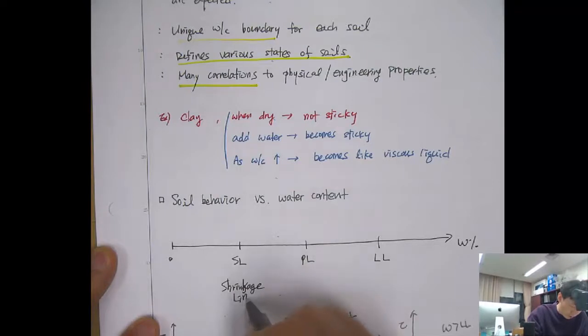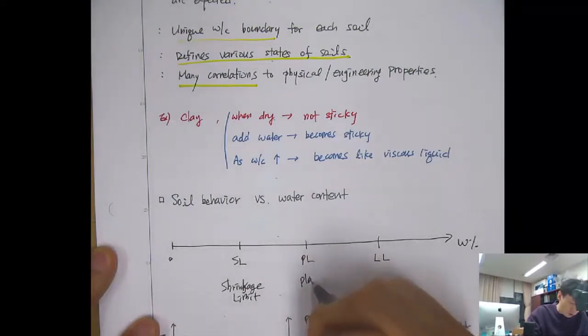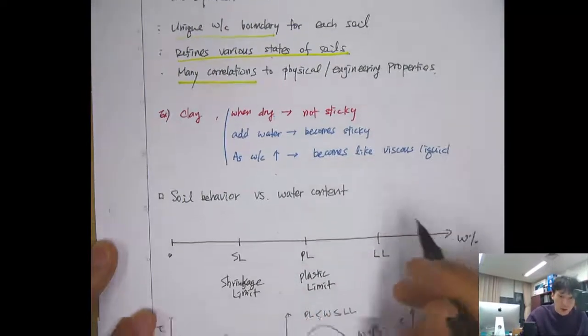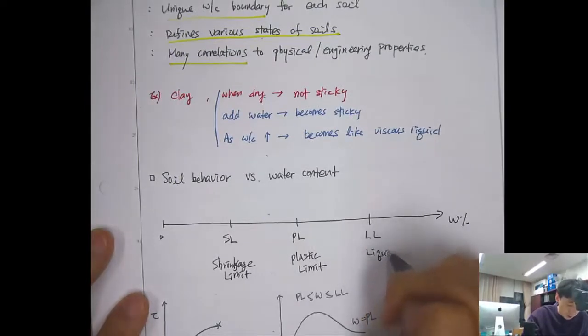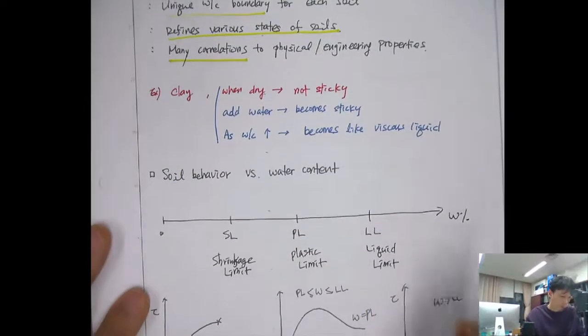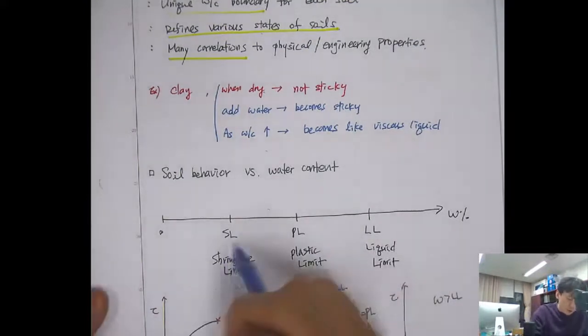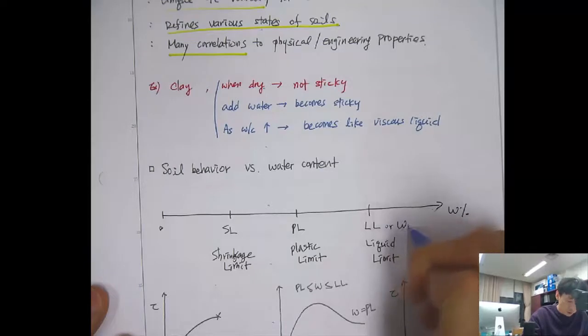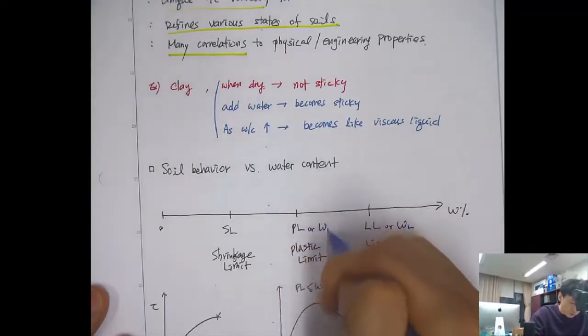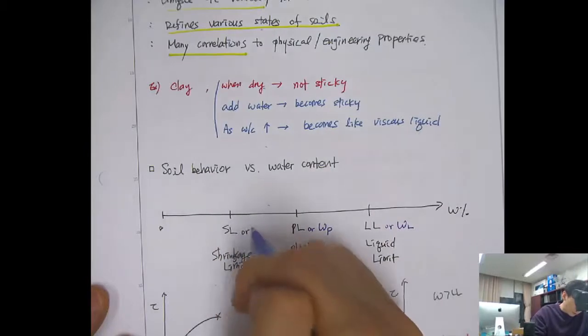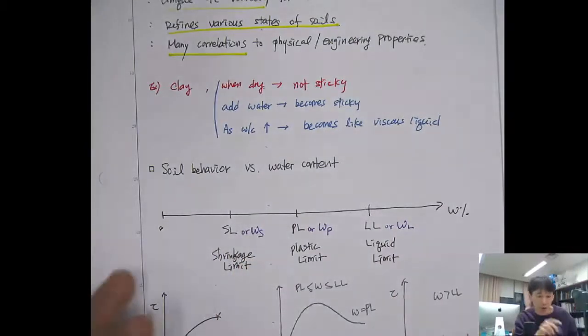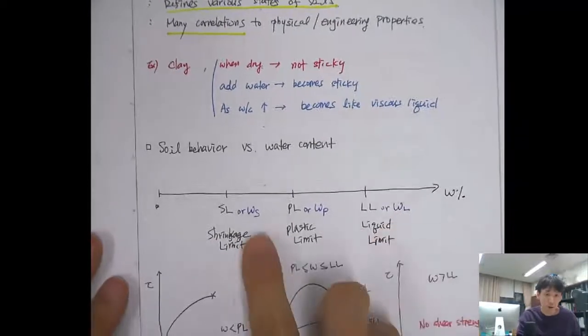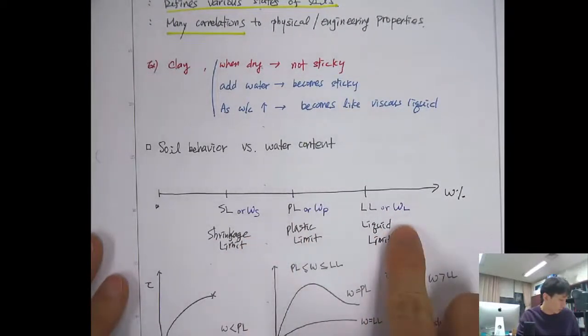and this is the plastic limit, PL, and the last one is the liquid limit, SL, PL, and LL. We use them without percent, so we just use the water content number, or WL or WP or WS. In some textbooks, they use different notation for the shrinkage limit, plastic limit and liquid limit.